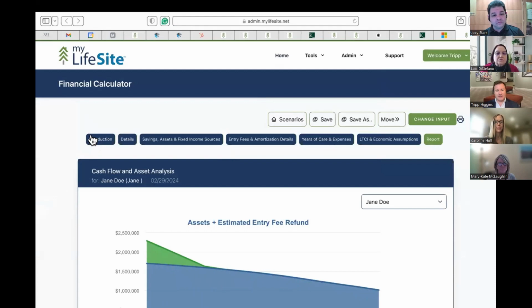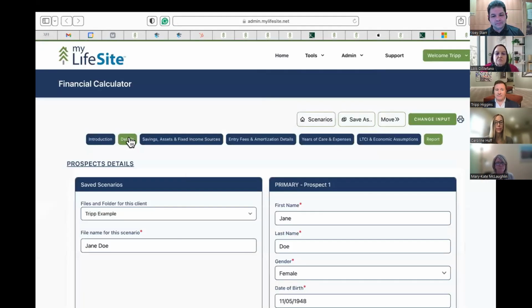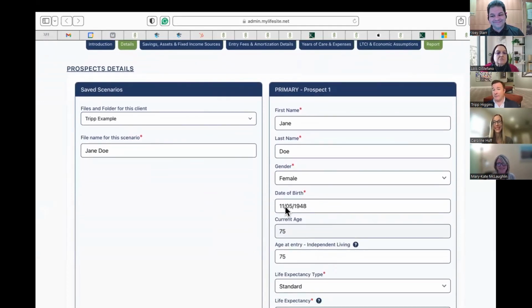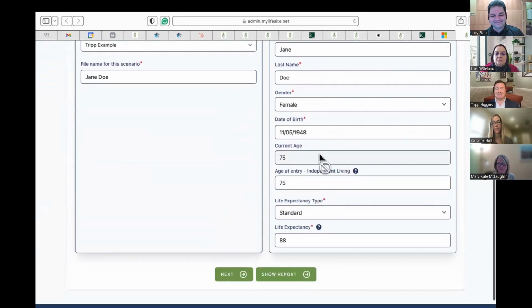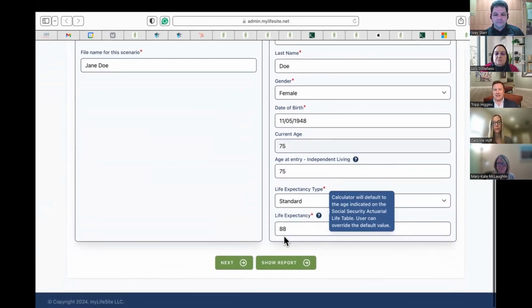And what I've done here is we've picked a single person. Details, this is Jane Doe. I don't know if anybody knows her, but she was born November 5th, 1948. Current age is 75. She's going to be looking to move into Kendal on Hudson at age 75. And the actuarial tables look at 88 being a year that she has a 50% chance of not living to and a 50% chance of living well past that. And our calculations will play that out, we'll show that here quickly.